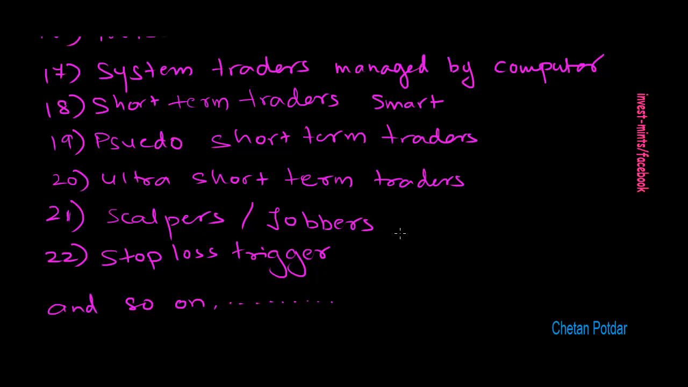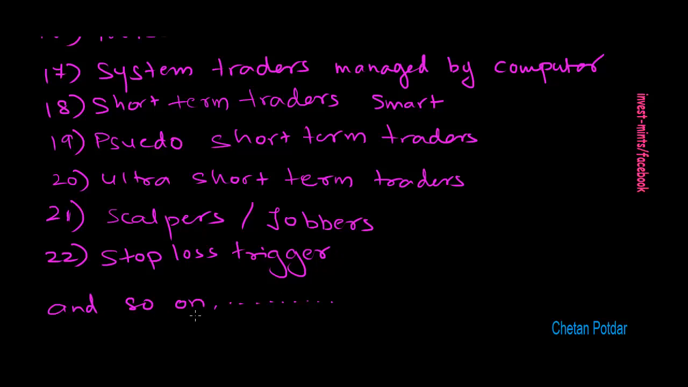There are scalpers or jobbers. Scalpers or jobbers are extremely short term traders. They could hold their positions for 1 minute to 2 minutes or less than that. Then there is something, this is not traders, but this is a stop loss trigger mechanism, and as the stop loss triggers either as a buy or a sell, it creates artificial demand or supply in the market, which also affects the price.